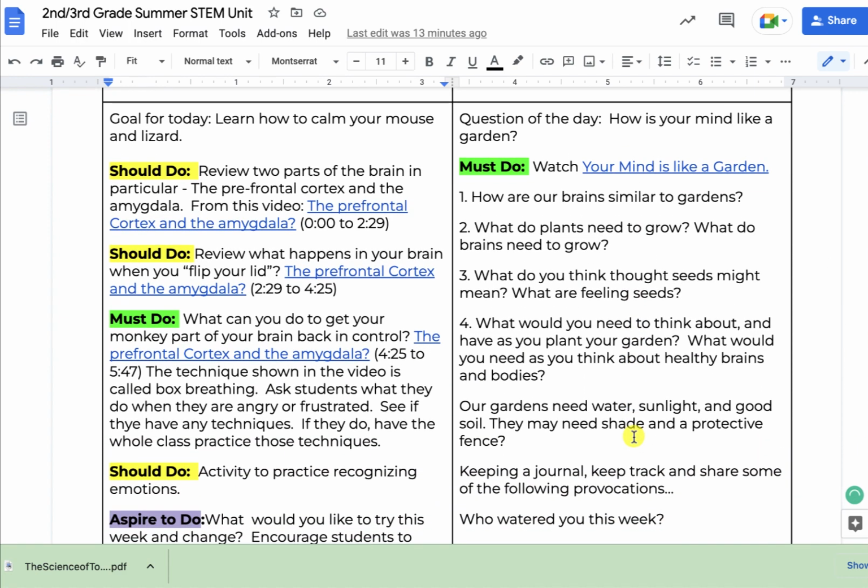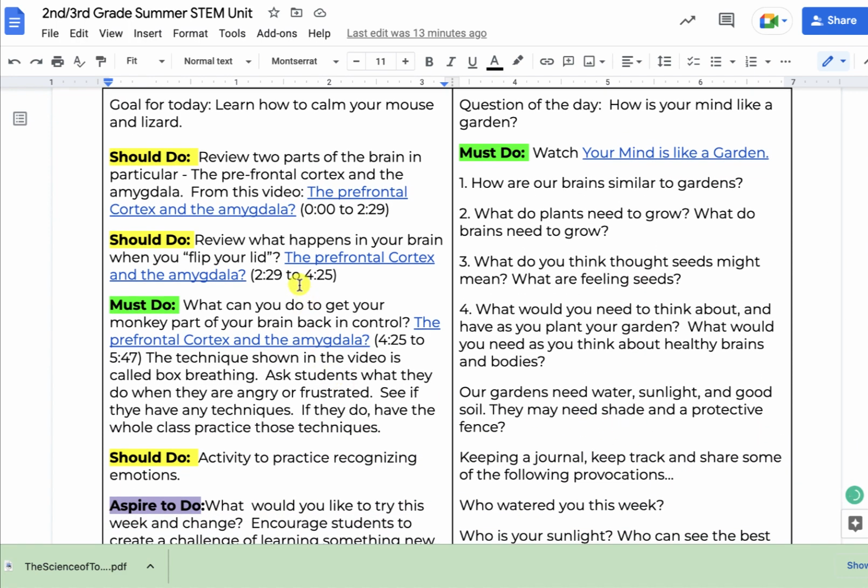Week 3, we're starting to get more into that flipping your lid stuff, and how do you get the brain back into control? So what are some of those strategies that you can use? One of the things that we'll be doing, it's not mentioned here, is creating a strategy wall, basically a set of posters that students can refer to, like, hey, when I'm feeling this way, here's an activity I can do, like box breathing or something like that.